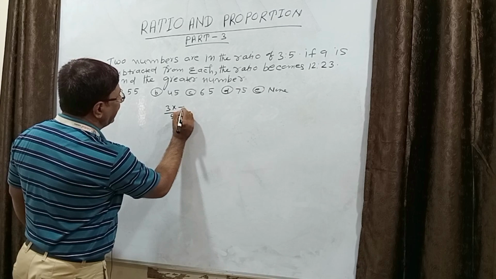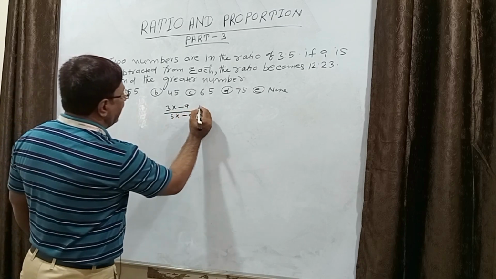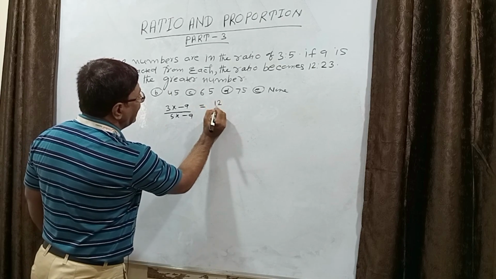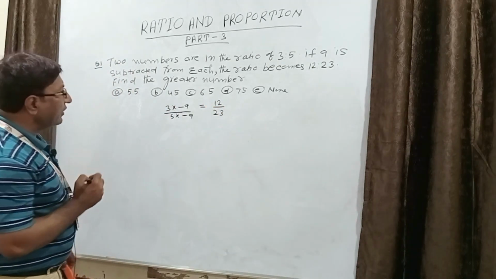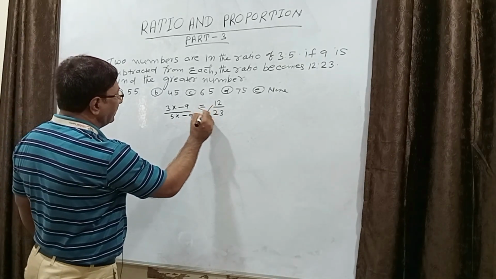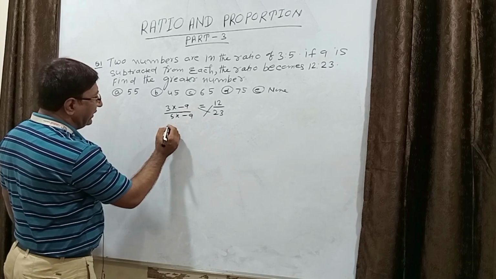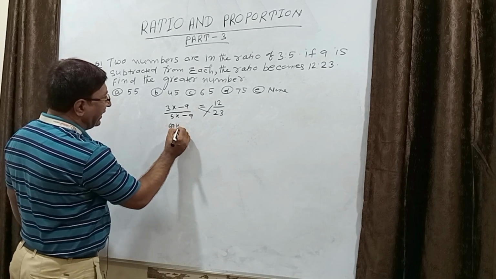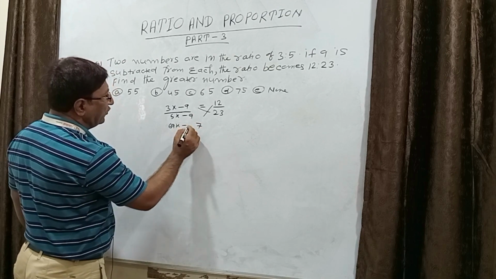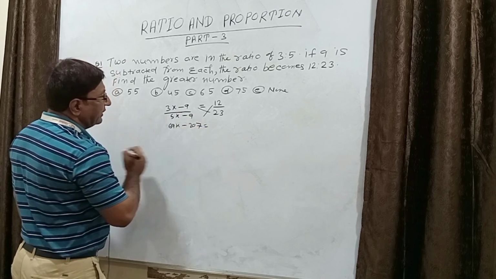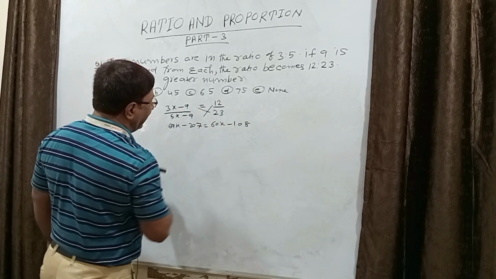So 9 is subtracted from this number and this number. Then the ratio becomes 12/23. Now we can solve this question directly by cross multiplying. So you will get 23 into 3, which is 69x, and then minus 9 times 3 is 27, 27 times 23... this is 207. And this equals 12 times 5, which is 60x minus 108.